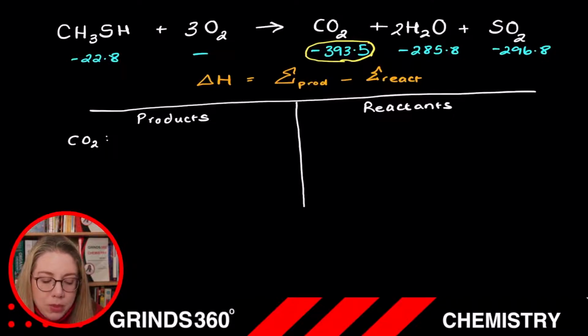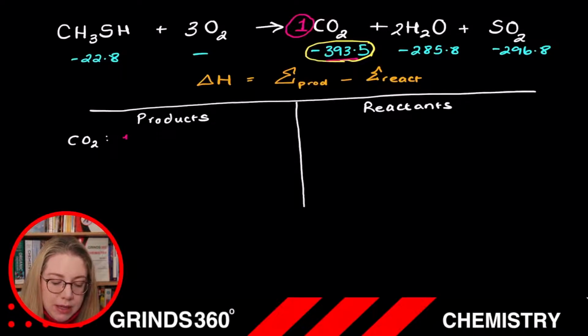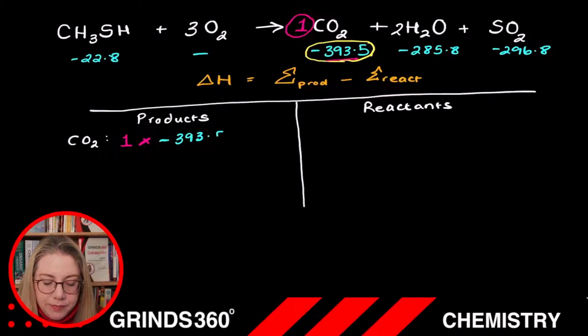Now, from that balanced equation, how many moles of carbon dioxide are formed? Look at the number in front. You have a 1 in front of the carbon dioxide. So what we need to do here is we take the number in front of the carbon dioxide and you multiply it by the heat of formation. That's going to be 1 multiplied by minus 393.5, which is minus 393.5. Next, my second product is water.